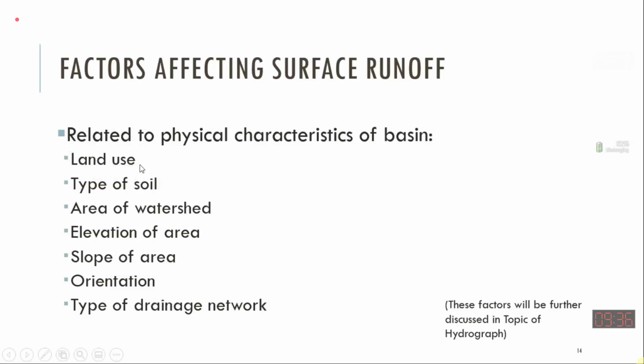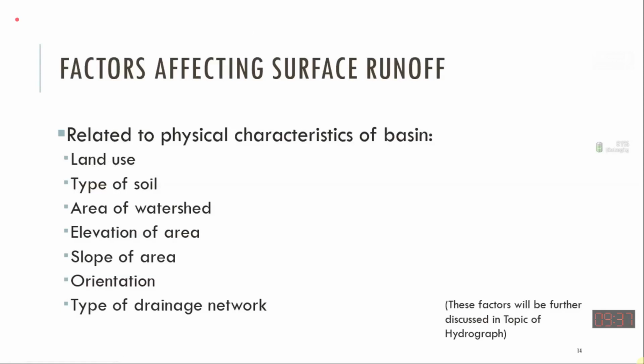Can you understand land use? For example, we have a land, it can be used for agriculture purpose, it can be used for inhabitation, it can be used for urban dwelling purpose also. It can be used for forest, it can be used for grazing. So different kinds of land use change the surface runoff, change the infiltration. So land use affects the runoff.